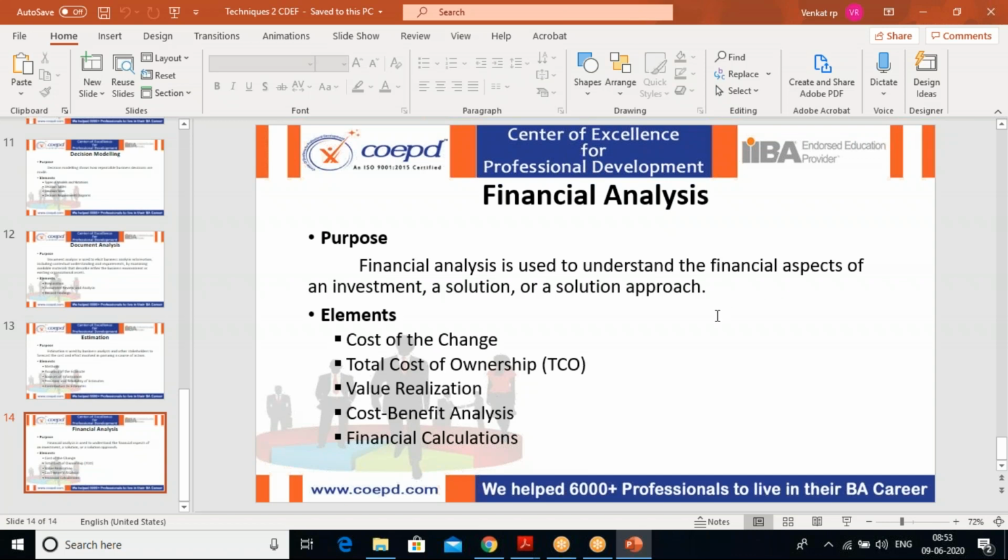Cost of the change means how much it costs to make a particular change, which we will understand. Total cost of ownership means owning the entire thing end to end: the infrastructure changes, the resource cost, adaptability, and deployment cost all come under total cost of ownership, right?